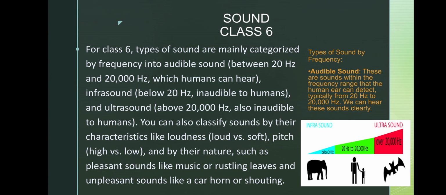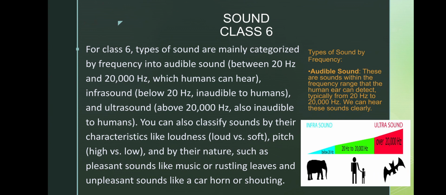For class 6, types of sound are mainly categorized by frequency into audible sound between 20 Hz and 20,000 Hz, which humans can hear. Infrasound below 20 Hz, inaudible to humans, which can be heard by elephants. And ultrasound above 20,000 Hz, also inaudible to humans, which can be heard or produced by the bats. You can also classify sounds by their characteristics like loudness, loud versus soft, pitch, high versus low, and by their nature, such as pleasant sound like music or rustling leaves, and unpleasant sounds like a car horn or shouting.